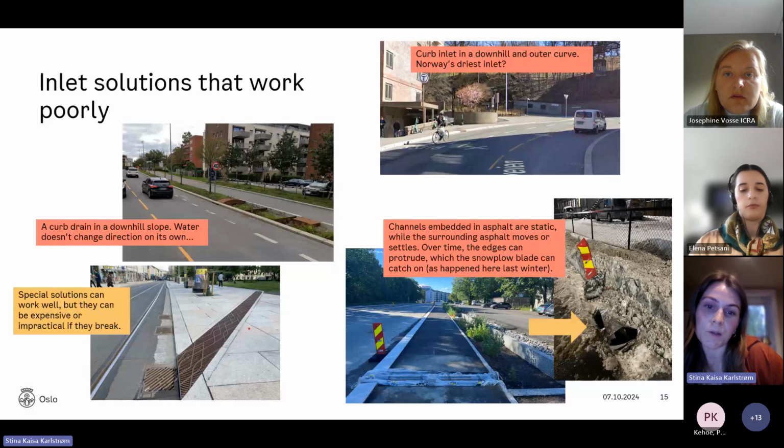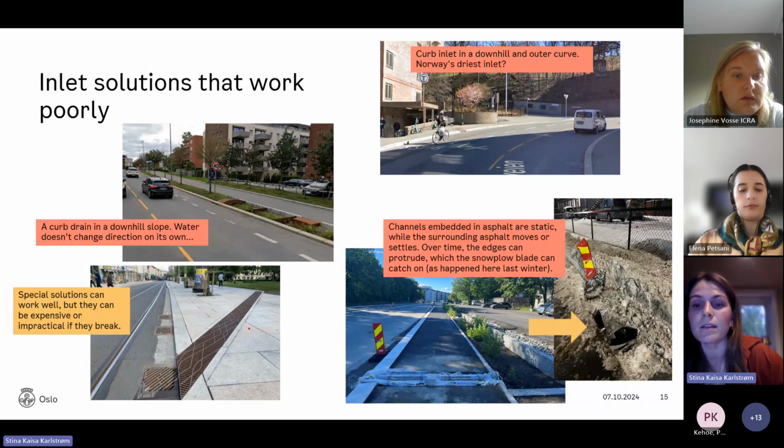And we also have issues with special solutions and special designs, especially if they are placed where people walk all over them. These channels embedded in the asphalt are static while the asphalt moves. So over time, the edges of the solutions can protrude, which the snowplow blade can catch on. And that has happened every winter since they were laid down. And because these solutions are special designs, it's both expensive to replace and it takes a long time to replace them.